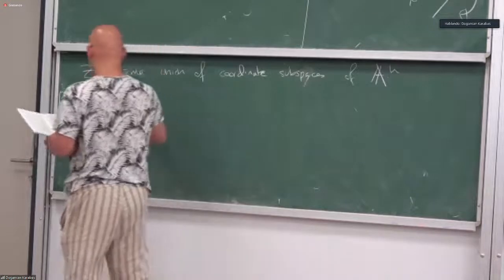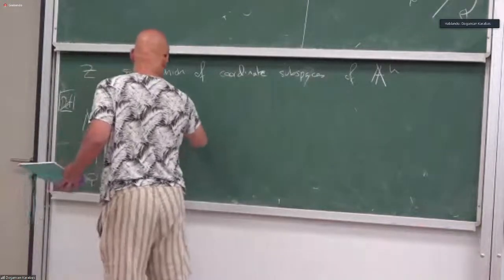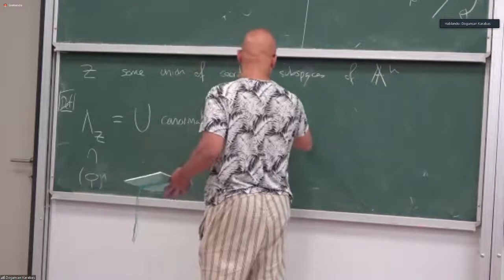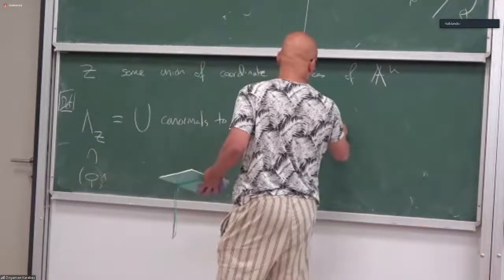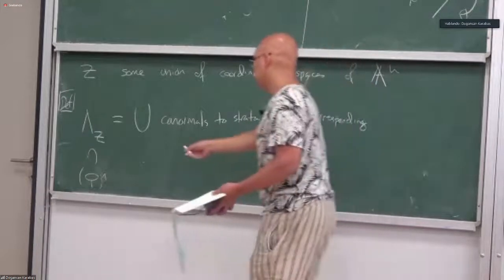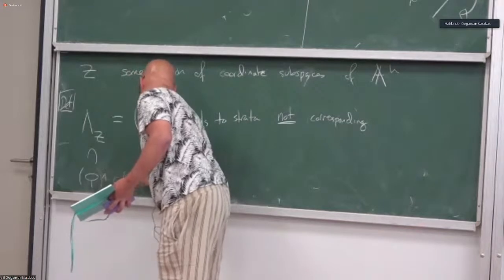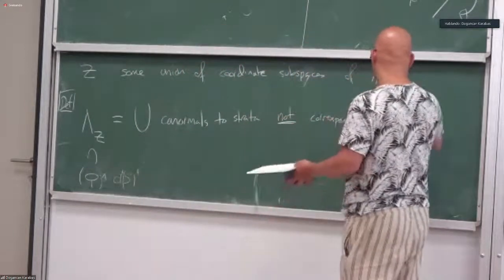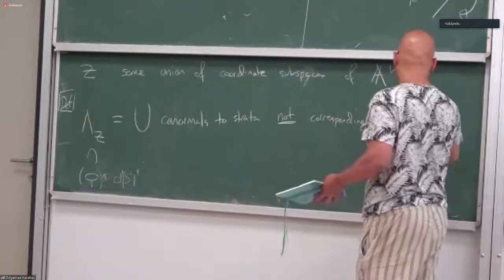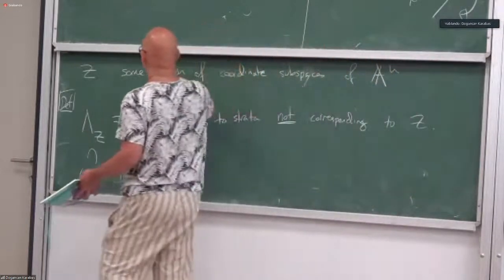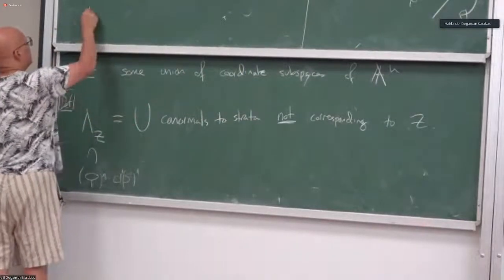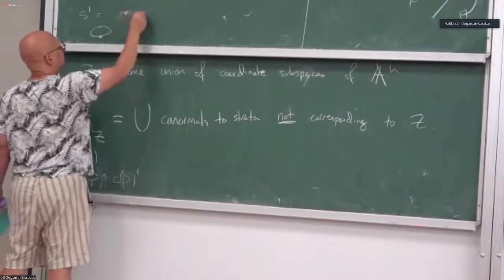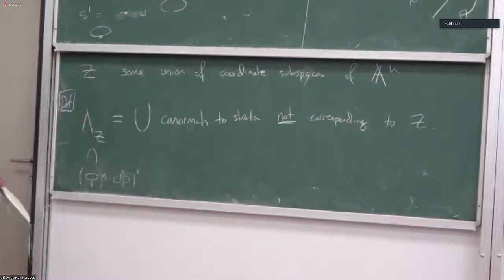And it is the union of conormals to strata which are not corresponding to Z. So this thing, after all, it sits inside S1 to the n at T star. Union of conormals of strata not corresponding to Z. So what do I mean? This S1, I write S1 like this, and so it's the point zero union this.